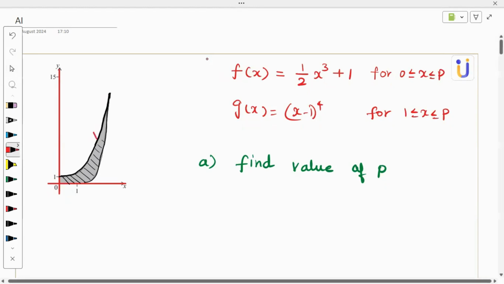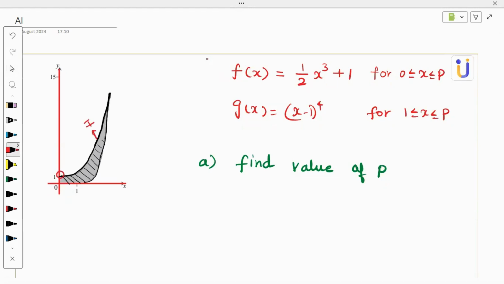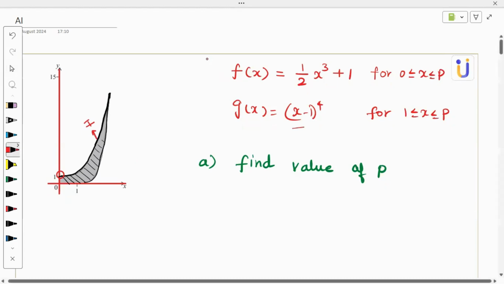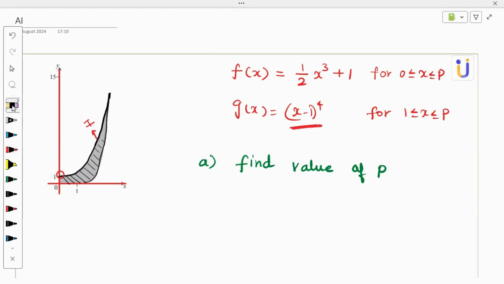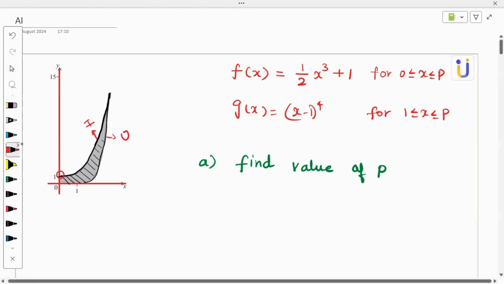So this inner surface is f of x because it has the intercept 1, right? So that we can be very clear. And g of x is x minus 1 the whole power 4. Of course, it has the origin, right? So that's why we define inner as f of x and outer as g of x.